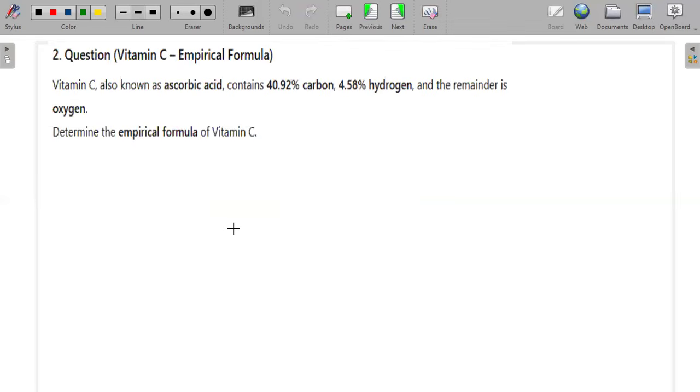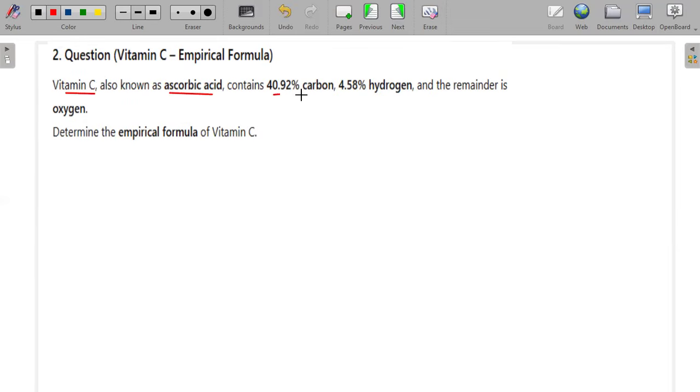So this is an actual exam question that can come in your tests, in your quiz, or in your exam. So this question is saying, vitamin C, also known as ascorbic acid, contains 40.92% carbon and 4.58% hydrogen. And the remainder is oxygen. So we have this compound here, vitamin C, which is also known as ascorbic acid.